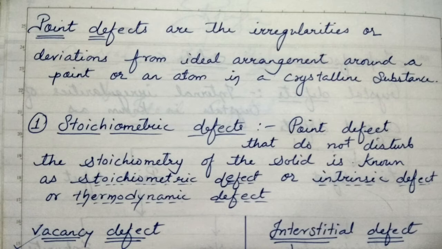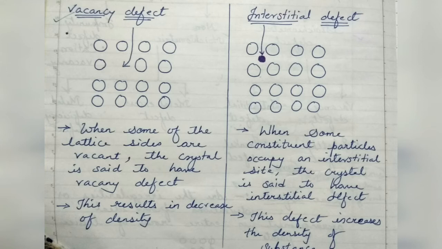So dear student, what is stoichiometric defect? Point defect that does not disturb the stoichiometry of the solid is known as stoichiometric defect or intrinsic defect or thermodynamic defect. In short, this kind of defect is not going to show a change in the number of particles in your crystal formation. If one particle of the positive is missing, another particle of the negative will also be missing when we talk about the vacancy defect. In interstitial, we will have other particles present over there, or any one is dislocated. Here the structures are given: vacancy defect and interstitial defect.